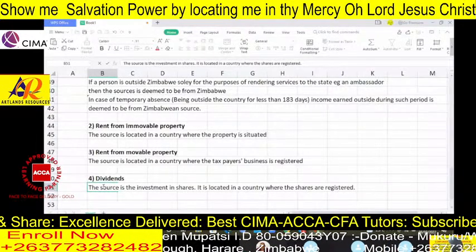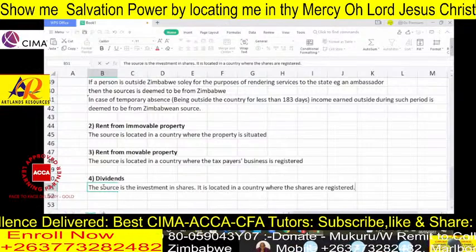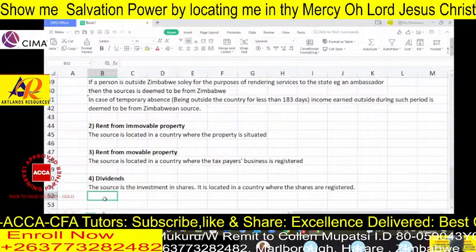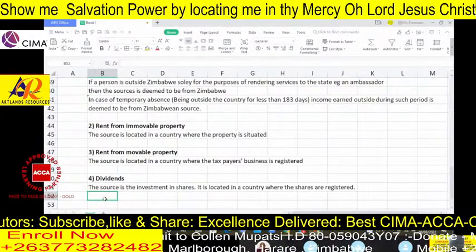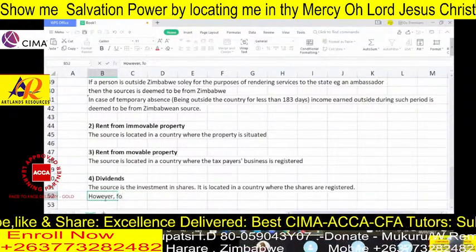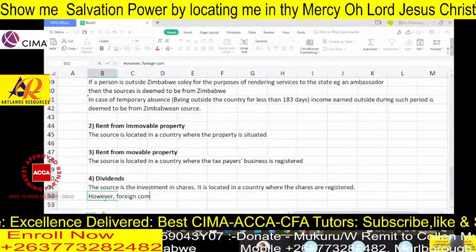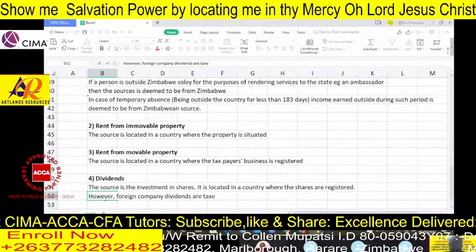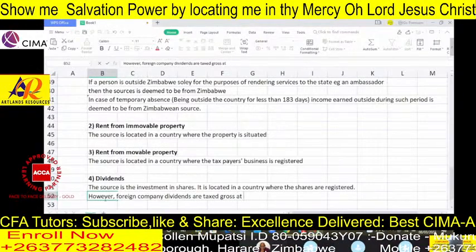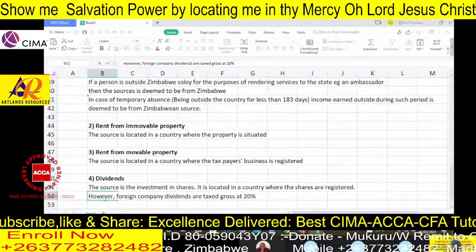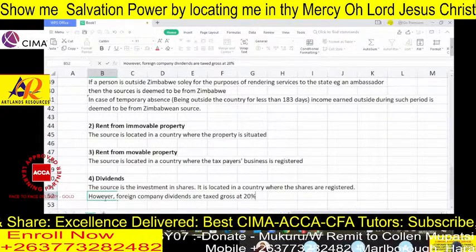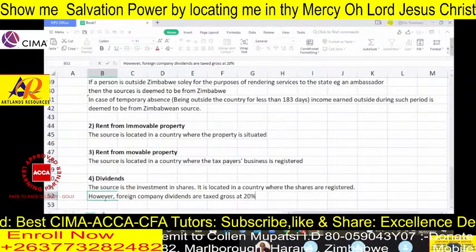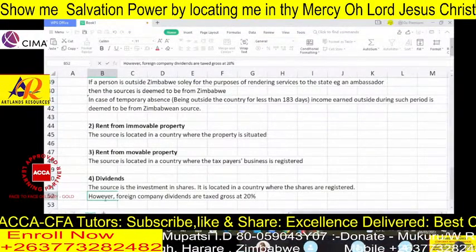So in that case we run the risk of people sending money out of the country. Externalization of funds. So to reduce that, government has a provision that foreign company dividends are taxed. It does this to discourage people from investing abroad. They say, however, foreign company dividends are taxed gross at 20%. So if you receive dividends from a foreign company and you are in Zimbabwe, we tax you at 20%. The reason why we do this is we don't want a situation where we encourage you to invest outside at the expense of investing in shares in Zimbabwe companies.